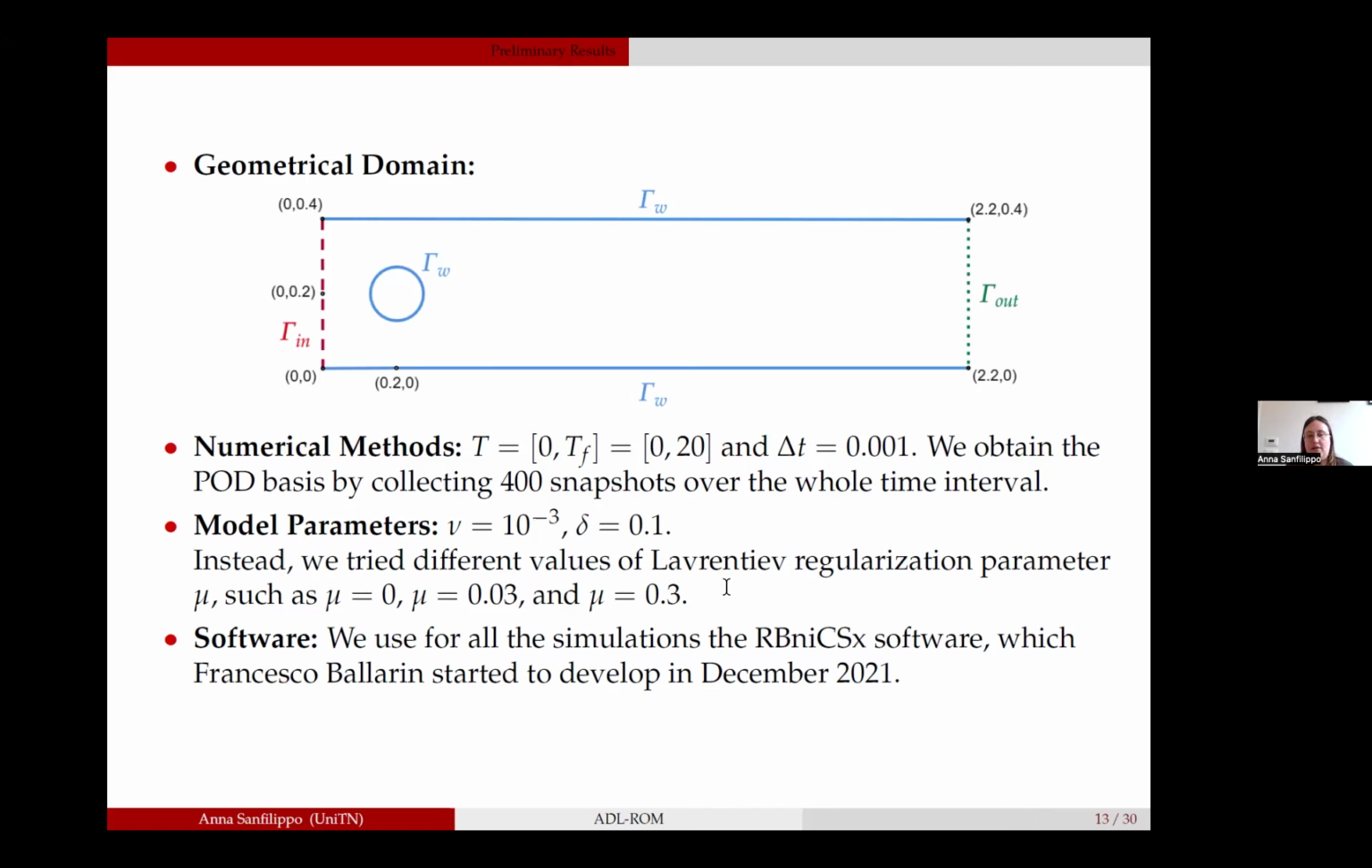we chose 3 values. The first one is 0, that is basically exact deconvolution, so no more approximate, but only to confirm the theoretical expectation that the exact deconvolution is a bad idea. Then we tried mu equal to 0.03 and 0.3. Moreover, we use for all the simulations, not only in preliminary results, but in general, all the results are made by using the UrbanXX software.